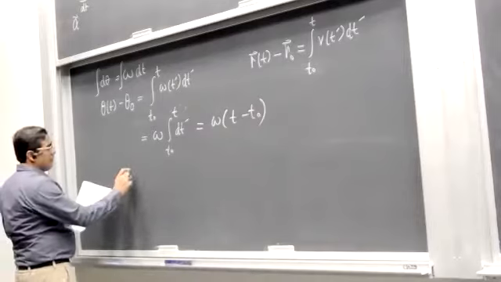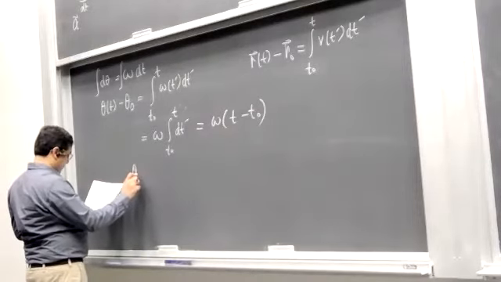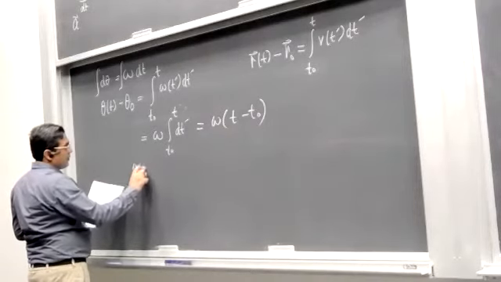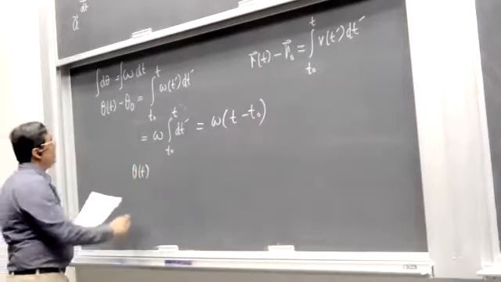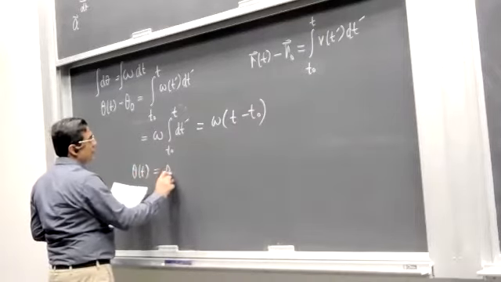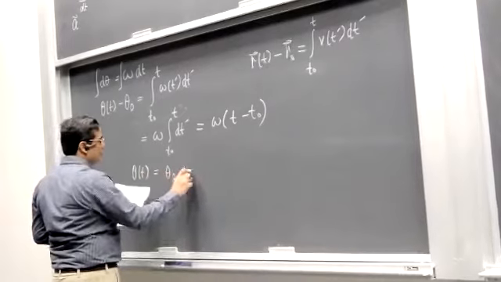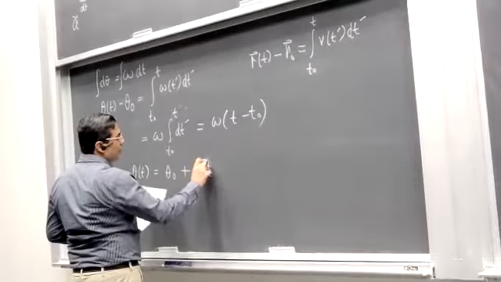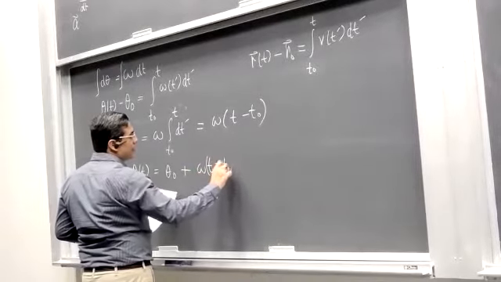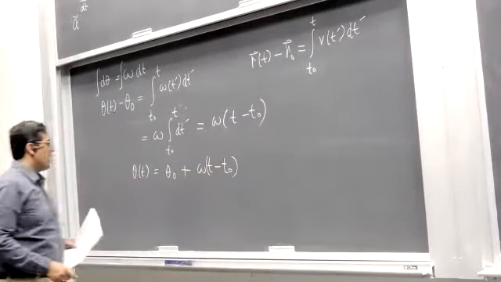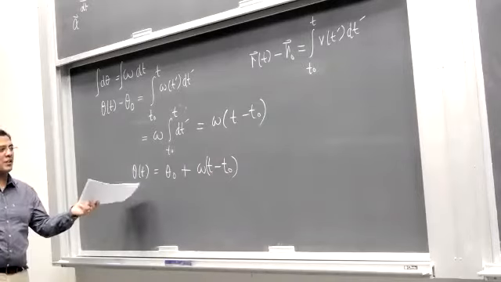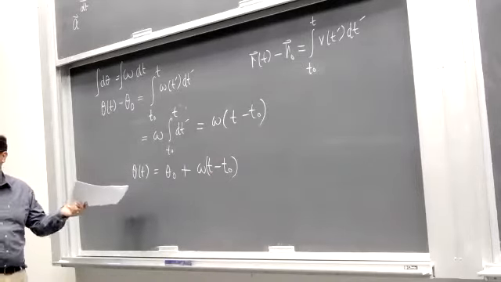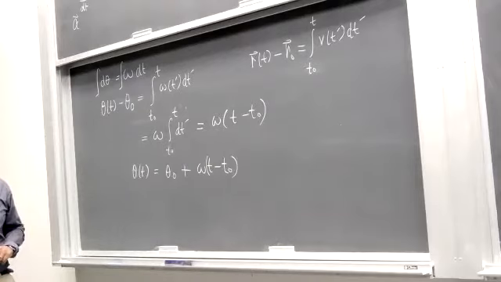And that is theta t equals theta naught plus omega times t minus t naught. Okay. Have you seen this equation before? Something similar before in the case of translational kinematics? V is equal to U plus AT.